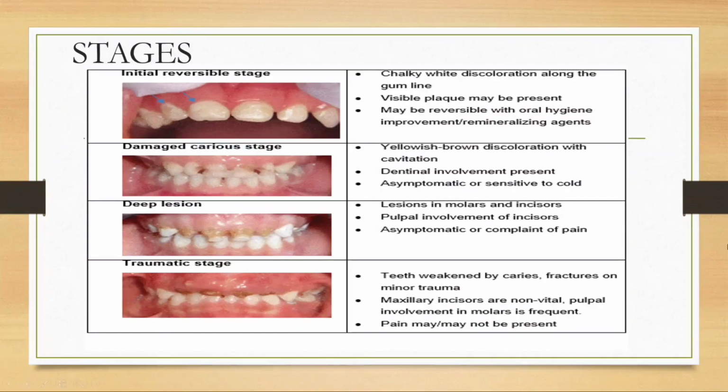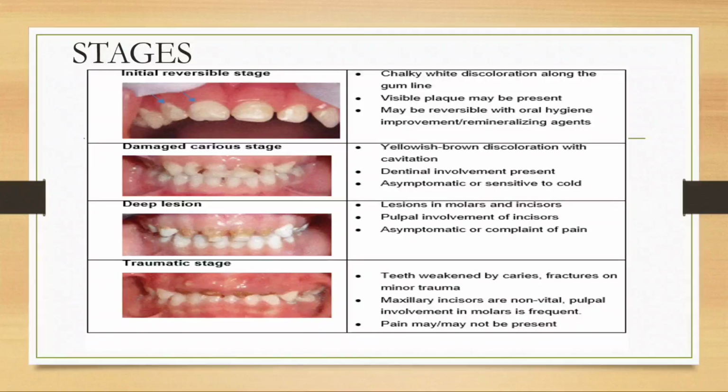Now the stages of ECC. It starts as the initial, reversible stage, then the damaged caries stage, then the deep lesion and traumatic stage. In the initial stage, there is chalky white discoloration along the gum line, and there will be plaque, and it is reversible. If you do proper oral hygiene and use remineralizing agents, we can reverse it. The next stage is the damaged caries stage, where the chalky white becomes yellowish brown discoloration with a cavity, and dentin is also involved. It could be asymptomatic or sensitive to cold.